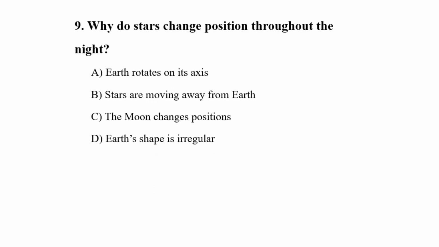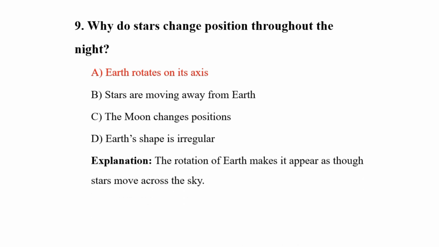Question number 9. Why do stars change position throughout the night? A. Earth rotates on its axis. B. The stars are moving away from Earth. C. The moon changes positions. D. Earth's shape is irregular. The answer will be Earth rotates on its axis. The rotation of Earth makes it appear as though stars move across the sky.